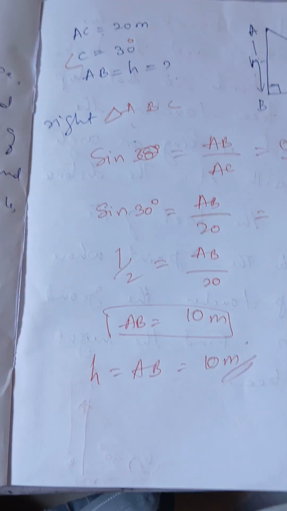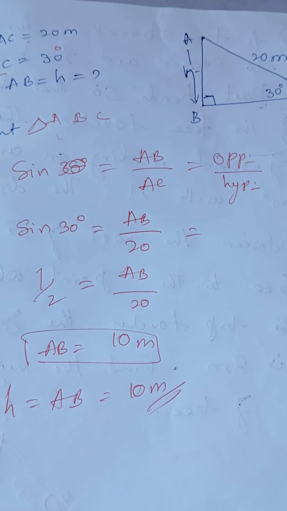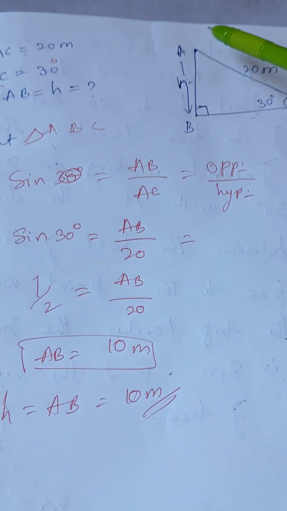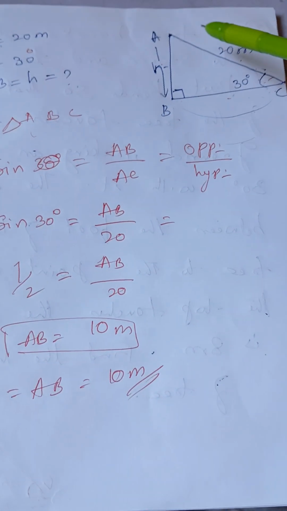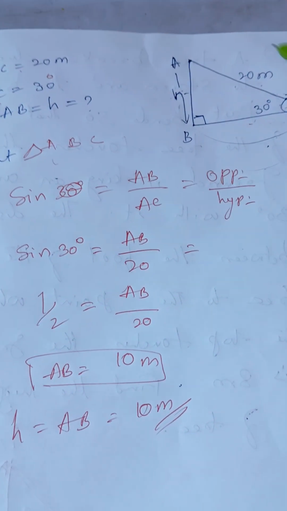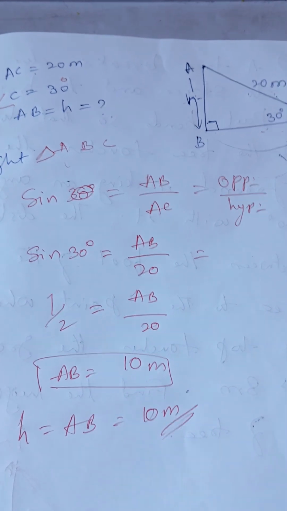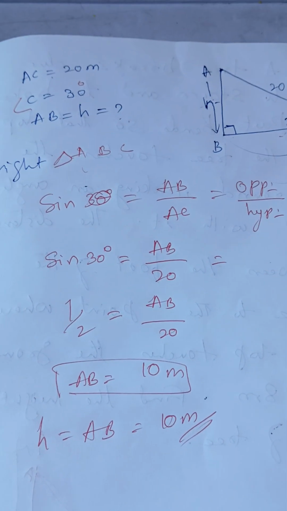Here we don't know both sides, we know the hypotenuse. If we consider this right triangle, we know the value of the hypotenuse. We don't know the value of adjacent and opposite. So if we know the hypotenuse, which trigonometric ratio can we use? We can use either sine or cos. So we will use sine theta.